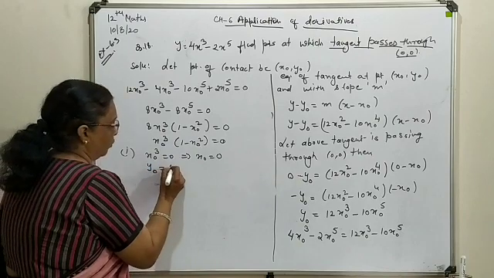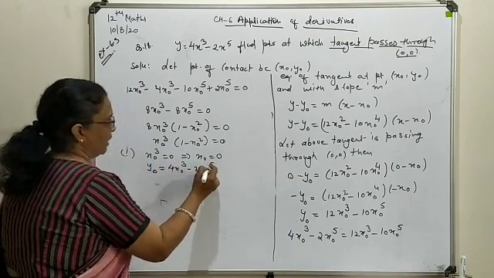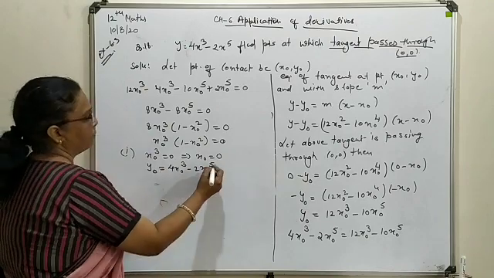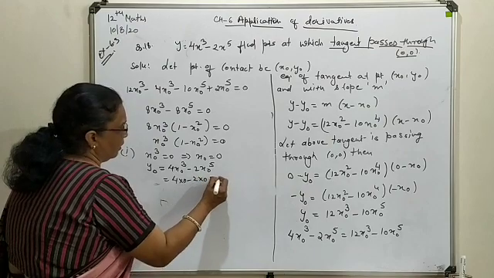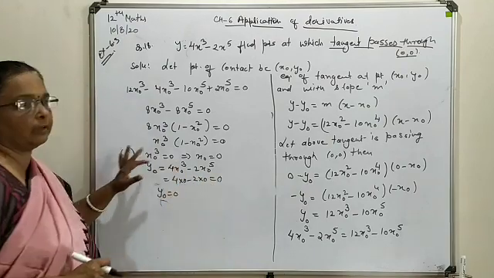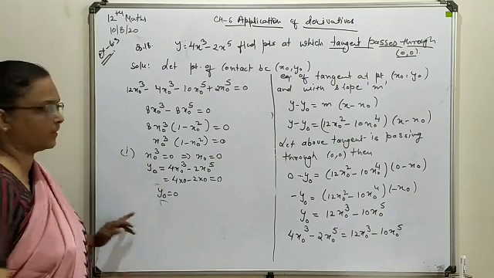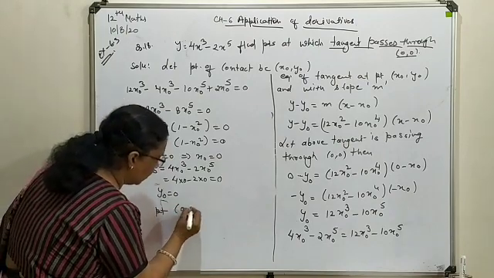y0 it was 4x0 cube minus 2x0 plus 5. Substitute over here, obviously both will turn to 0, means your y0 will turn to 0. So here one point we are having the origin itself. So first point we are having 0, 0.